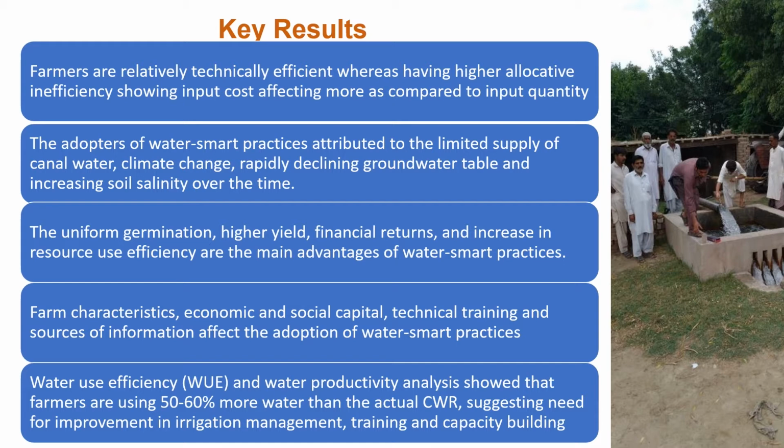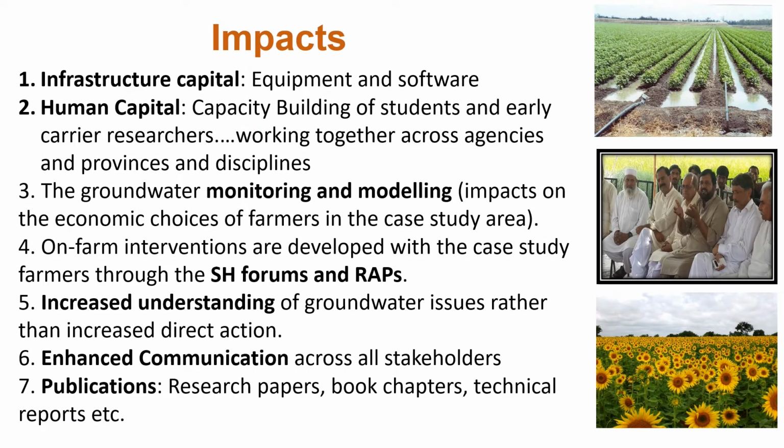And the last key result is that water use efficiency and water productivity analysis showed that farmers are using 50 to 60% more water than the actual crop water requirement, which suggests the need for improvement in irrigation management, training, and capacity building. Now, what are the impacts of this project?